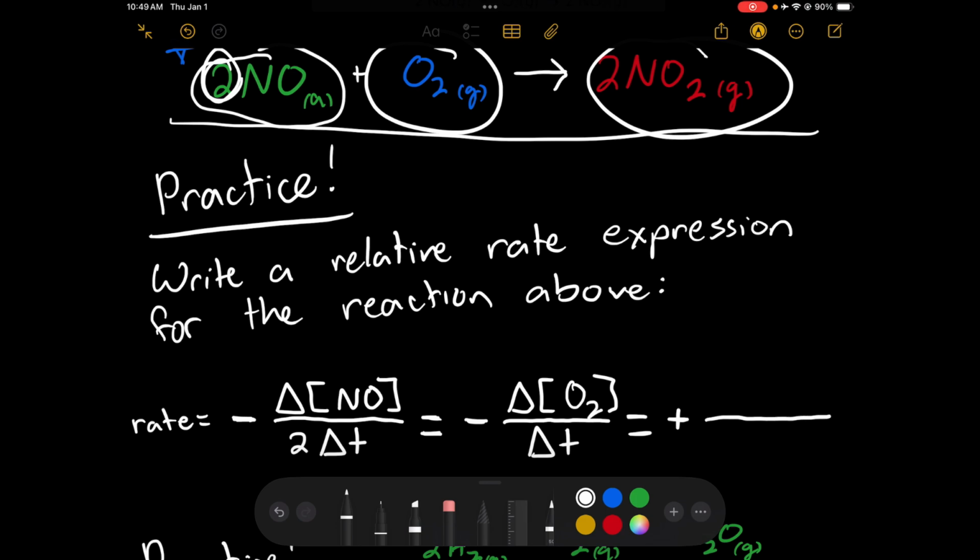Then we know it's going to change in concentration over time, so we're going to put delta, open a bracket, and write NO2. We're going to divide by the molar coefficient, 2, times the change in time. That is a relative rate expression. That's all you need to do. The only time you would have to do something else would be if you have other numbers, which in this problem we don't.